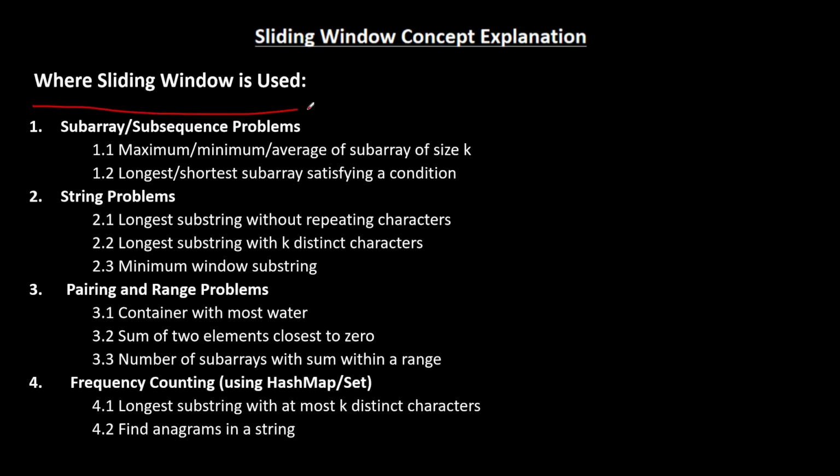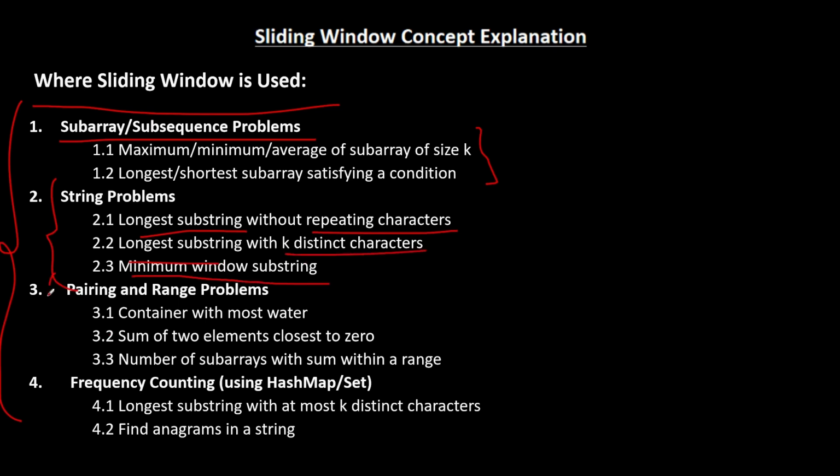Now, where is sliding window used? In a nutshell, in subarray and subsequence problems, like maximum, minimum, or average of size k, and longest or shortest subarray satisfying a condition. In string problems, longest substring without repeating characters, longest substring with k distinct characters, and minimum window substring. Pairing and range problems also: container with most water, sum of two elements closest to zero, number of subarrays with sum within a range. Then frequency counting using a set or hash map: longest substring with at most k distinct characters, find anagrams in a string.